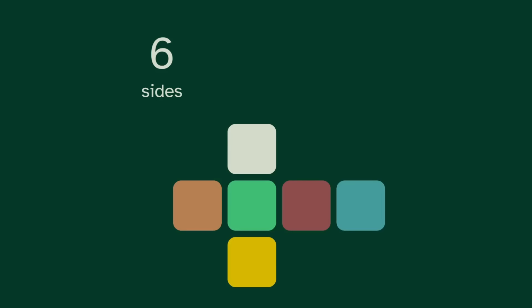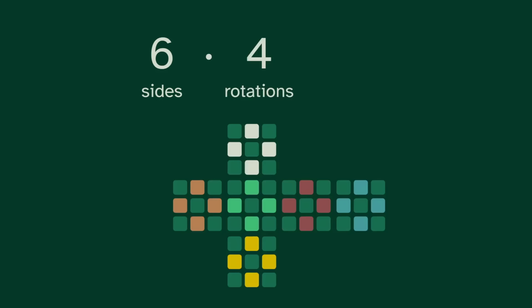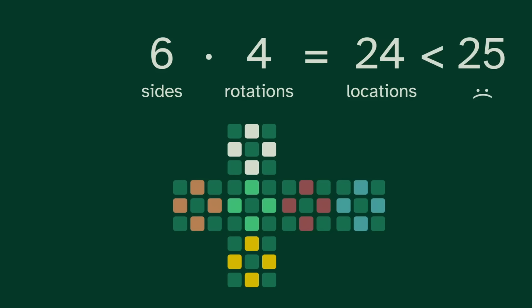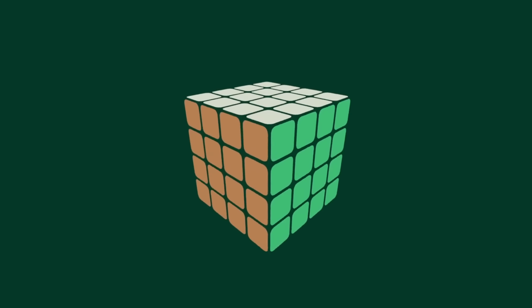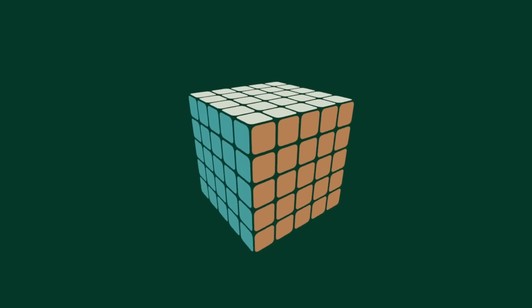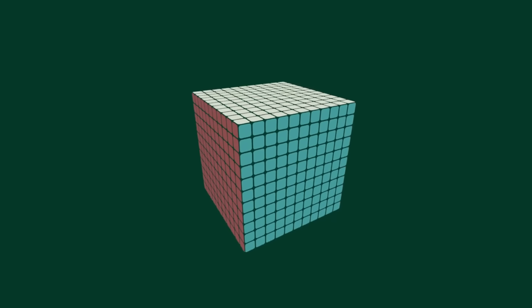The cube has 6 sides, each having 4 rotations. So there's a maximum of 24 locations. Not quite enough for a 25 cycle. We just barely can't do mod 1000. And even if we use a 4x4 or a 5x5 or any n by n, we'd still be limited by those 24 locations and we wouldn't be able to multiply mod 1000.